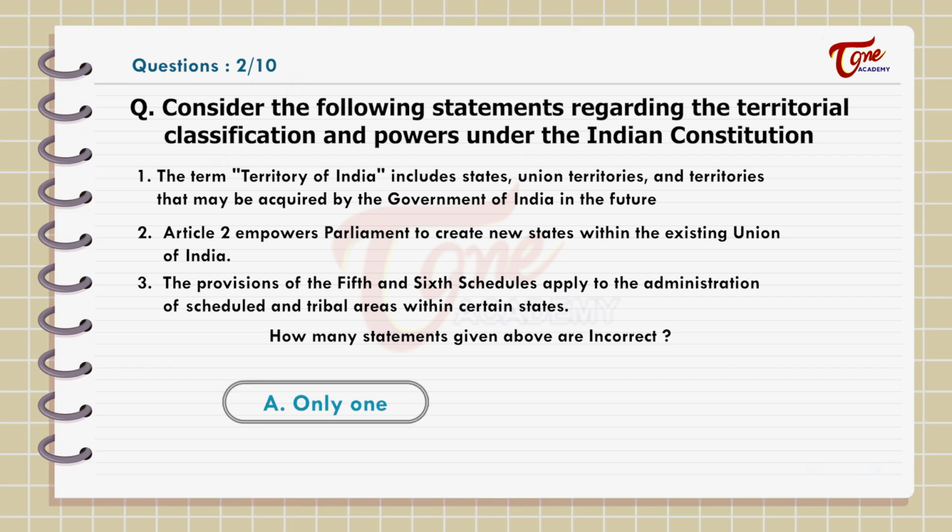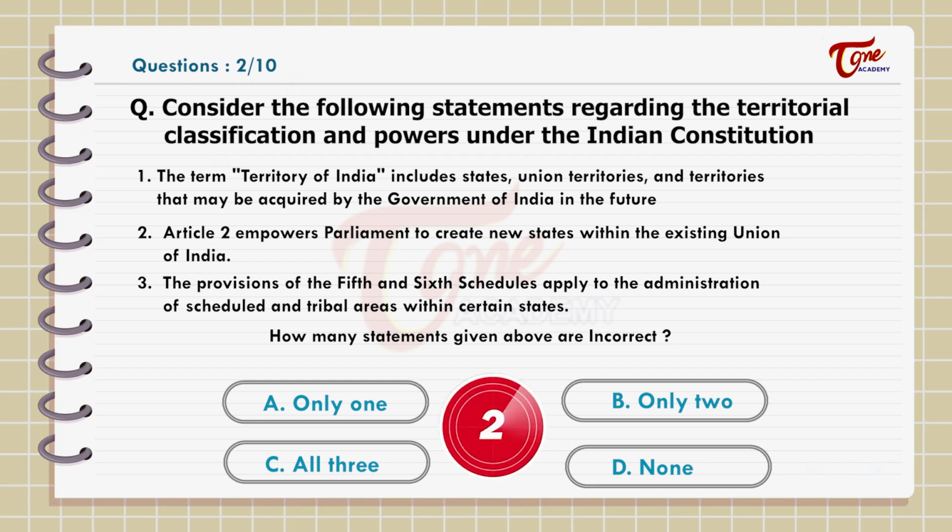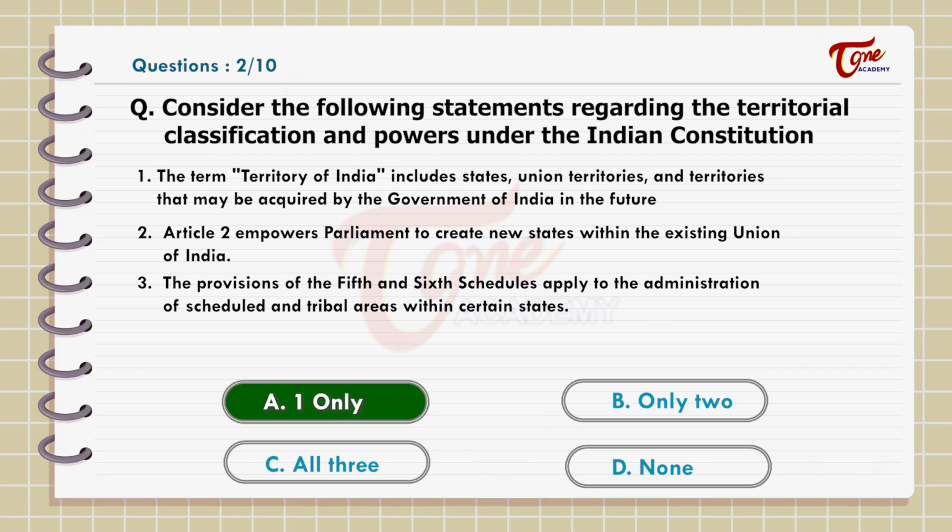Options: A. only 1, B. only 2, C. all 3, D. none. The correct answer is option A.